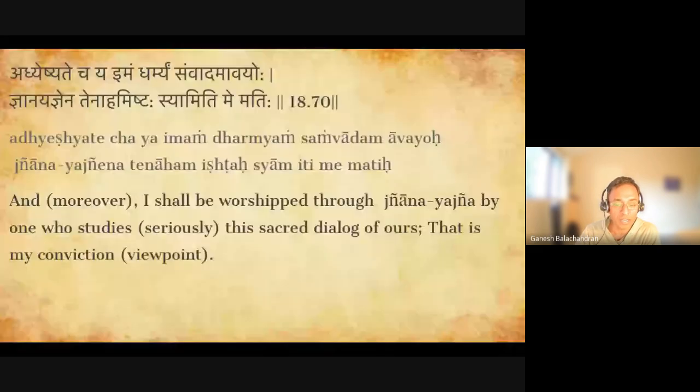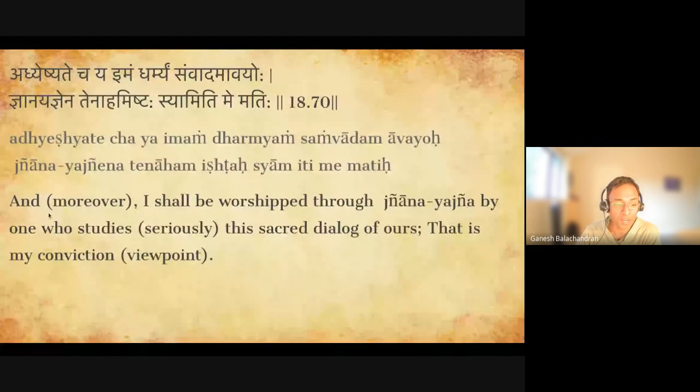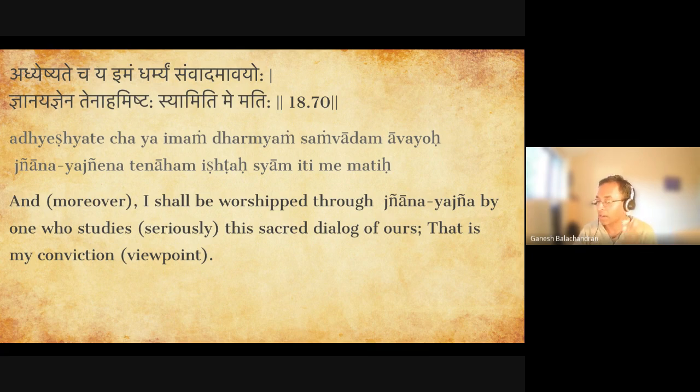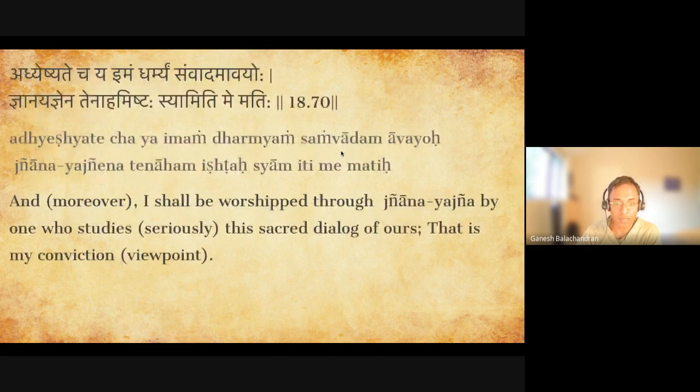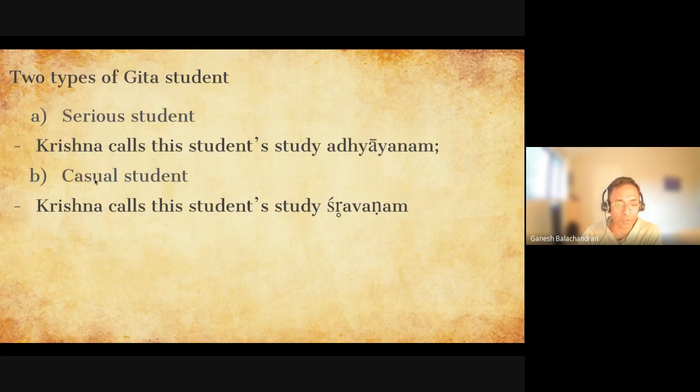Because Bhagavan is saying, I shall be worshipped through jnana yajna by one who studies seriously the sacred dialogue of ours. So there were 2 shlokas for the teacher. That person is so dear to me that that person will come to me. This person will also eventually, after doing the yajna, get that. So, for the serious student, Krishna calls the study adhyayanam. See, adhyeshyate cha ya imam, adhyayanam. For the casual students, who listen, Krishna calls it shravanam.